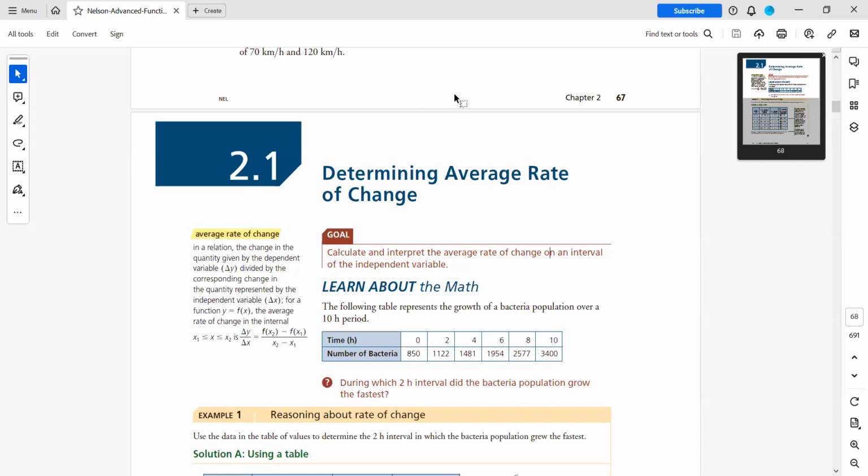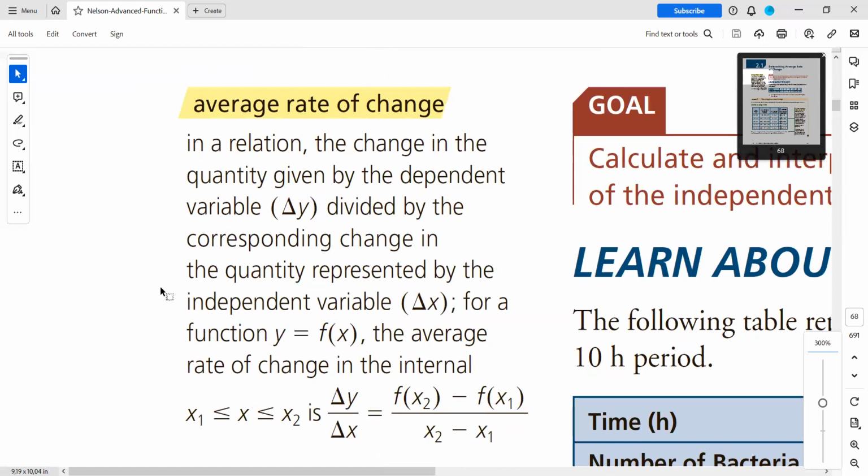Meanwhile, the average rate of change is going to be a little bit different. Now let's see why. We're going to need this definition of an average rate of change. You can write it down right away, this formula. Down here, you're going to use it to calculate rates of change for all the different functions. And what average rate of change is? In a relation, the change in the quantity given by dependent variable delta y divided by the corresponding change in the quantity represented by the independent variable delta x. For a function y equals f of x, the average rate of change in the interval, it's a mistake here, it's supposed to say in the interval from x1 to x2, right?